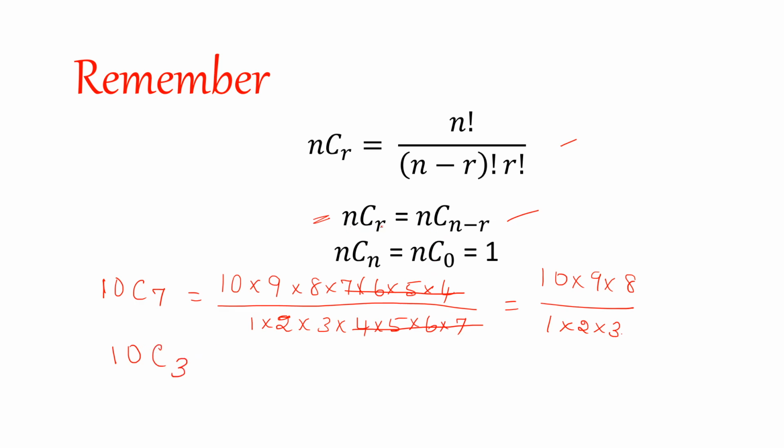Now instead of this 10C7, we can use this formula and write 10C3. How? nCr, here you see the value of r, and nC(n minus r), see the value of n minus r. Here n is 10, r is 7. And what is n minus r? 10 minus 7, which is 3. So we have 7 as the r value and the n minus r value is 3, which is smaller. So this will be easier, right? So 10C7 can be written as 10C3. So 10C3 means 10 into 9 into 8 divided by 1 into 2 into 3. So this is a very useful formula. Remember this.